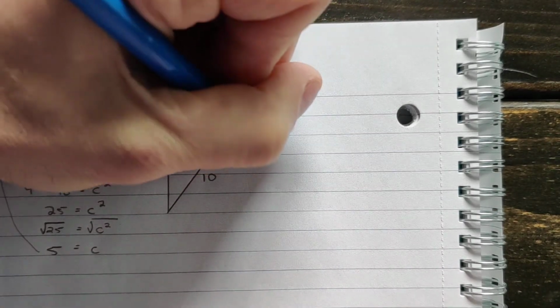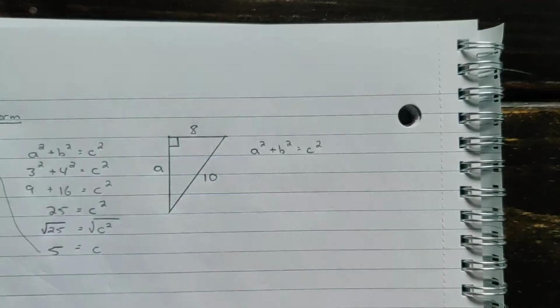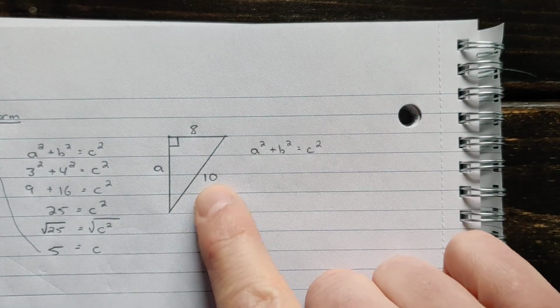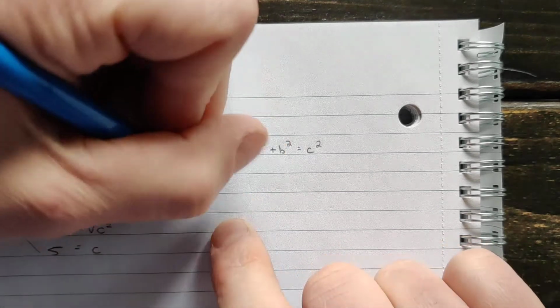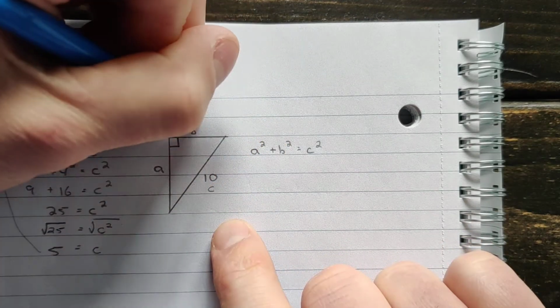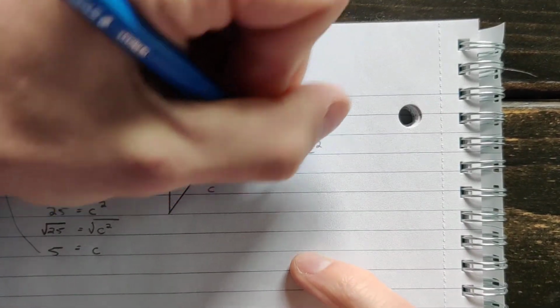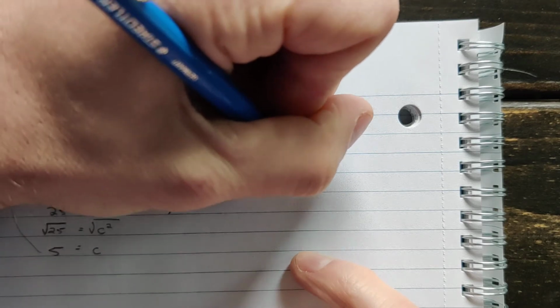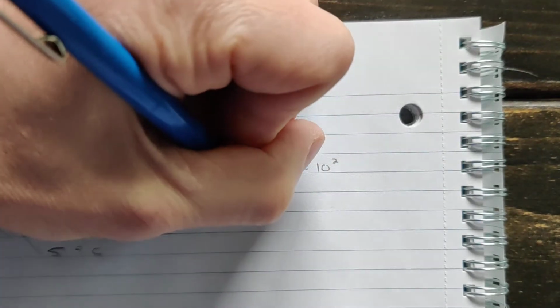We write out our formula: A squared plus B squared equals C squared. Fill in the values we know. We don't know A. This is side C, the hypotenuse, and that would be side B. So when we fill in our formula, we have A squared plus 8 squared equals 10 squared. Now we do our squaring: A squared plus 64 equals 100.